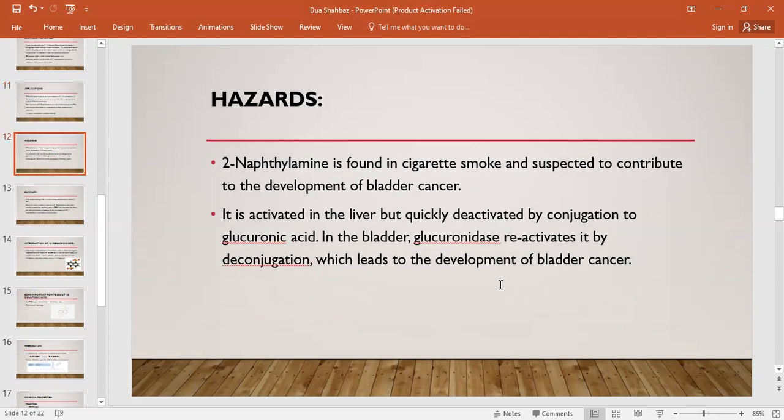Now we have some hazards related to 2-naphthylamine. 2-naphthylamine is found in cigarette smoke and suspected to contribute to the development of bladder cancer. This is why it is also known as a carcinogen, because it causes cancer, especially bladder cancer in humans. It is activated in the liver but quickly deactivated by conjugation to glucuronic acid. In the bladder, glucuronidase reactivates it by deconjugation, which leads to the development of bladder cancer.